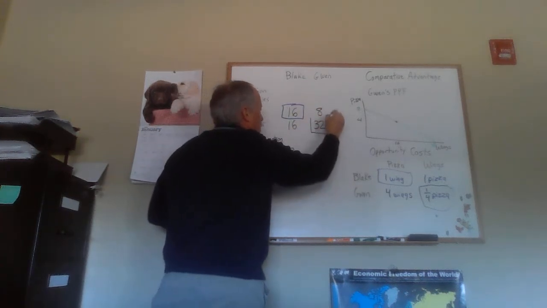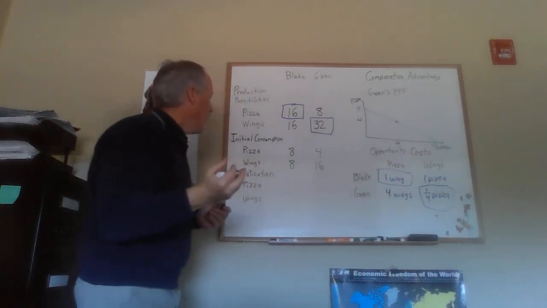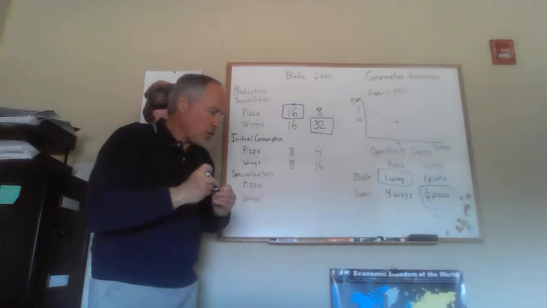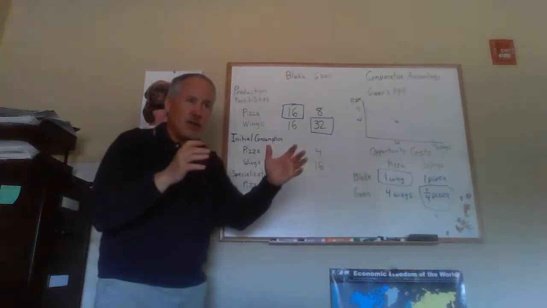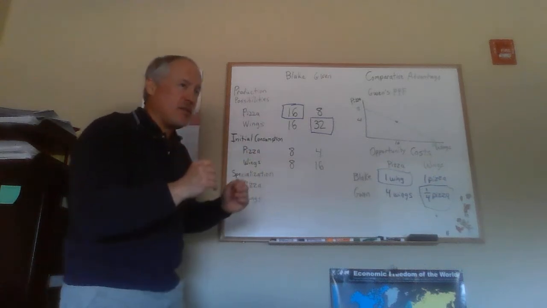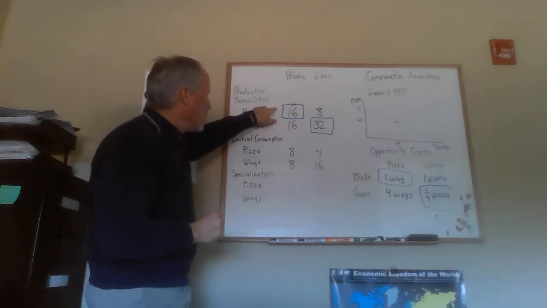So let's say they specialize in this fashion. Now, if we look at this here, we can already sort of see that our economies combined have to be better off. Blake and Gwen in total have the potential to be better off because Blake makes nothing but pizzas all day. He has 16 pizzas.